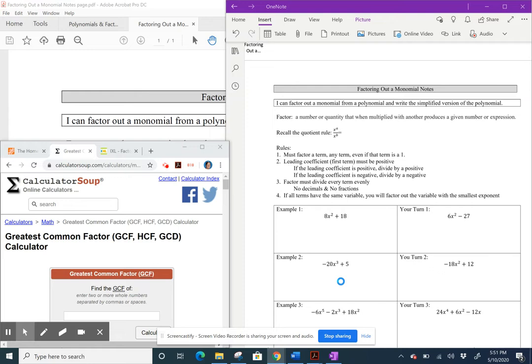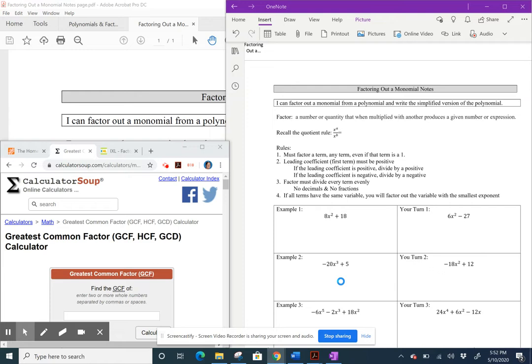So make sure you get a piece of paper, label it Factoring Out a Monomial Notes, and you are going to be taking notes as I go through it on the computer, and this will be an assignment for you. So it says I can factor out a monomial. Remember, monomial means one term from a polynomial, and then write the simplified version of the polynomial.